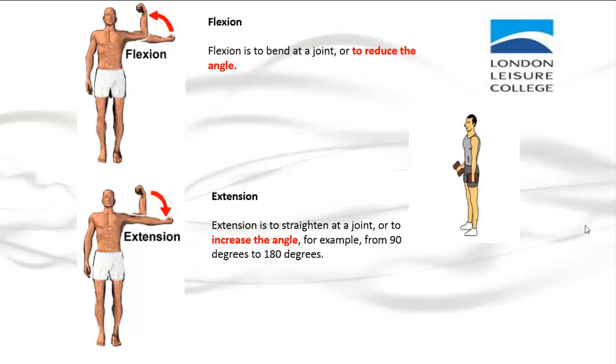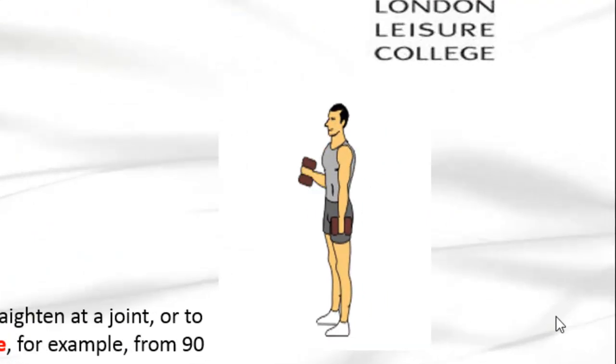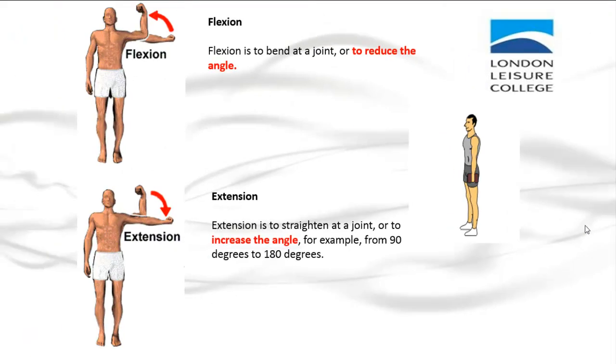And the opposite of this is extension. Now extension is to straighten at a joint or to increase the angle, so for example from 90 degrees to 180 degrees. So in the diagram to the right, when the gentleman is lowering the dumbbell down, he's increasing the joint angle, so he's extending at the elbow joint. Okay, so flexion is when you reduce the joint angle, and extension is when you increase the joint angle.